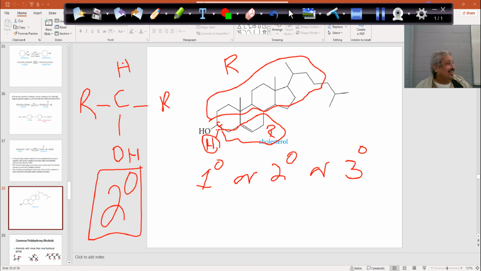Everybody's following? I wanted to trick you. You said primary, but no, that's not the primary one, because a carbon that carries two R's, that's secondary. The carbon that carries OH with only one R, that's a primary. That's secondary, two R's. All the rest is R, and the rest below the whole thing is R. So two R's I have. So this is what? Secondary alcohol. So cholesterol is a secondary alcohol. If that's coming in the exam, I don't think so.